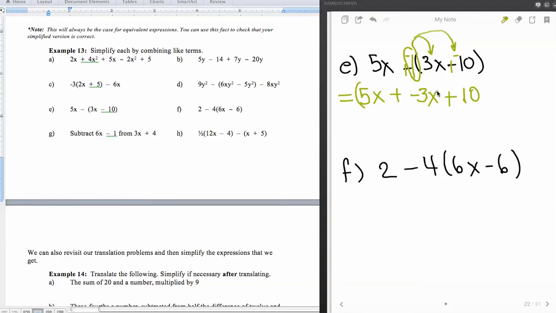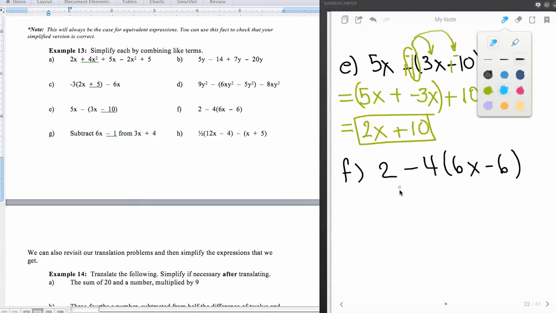And then I see that my x terms are already alike, already together visually, and so I'll just group them together, the associative property. So I have 5 of these, and I have a negative 3 of these, which means I have 2 of those, and those things are x's, and then plus 10. And so there's my final answer.